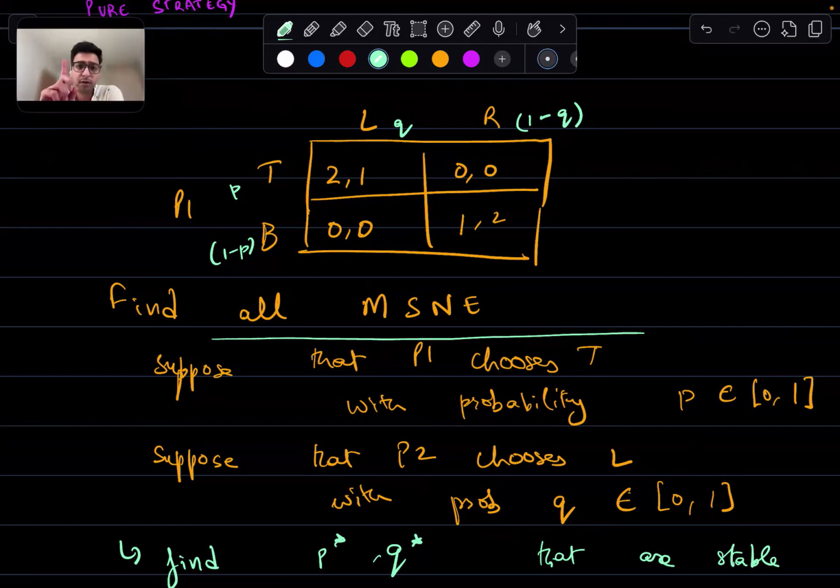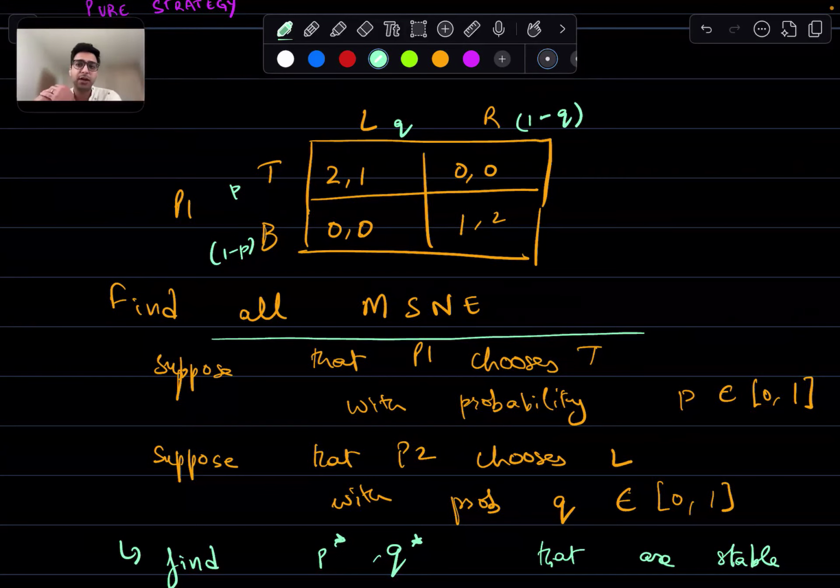So step one will be to define our utilities, in this case, expected utilities. Step two will be to find the best responses. Same steps as we did earlier. Okay, so nothing new here. So find utilities, best responses. You know what step three is? Find where those best responses overlap. Where those best responses overlap, you have a Nash equilibrium.